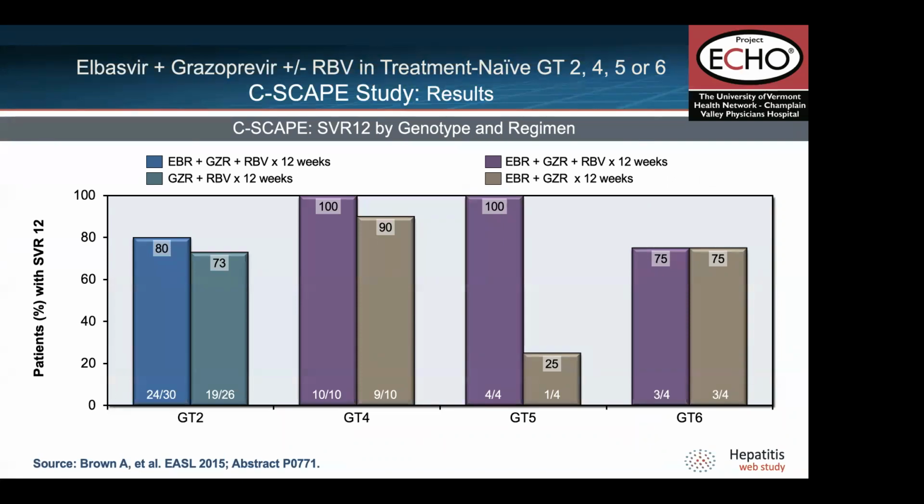So, lo and behold, it doesn't work well against genotype 2, and it doesn't work well against genotype 6. Genotype 5, I think it was questionable, but again, the numbers were really small. And I think that's part of the problem when you get into these unusual genotypes, it's really hard to get enough patients in a trial to really know what you've got. But it's clear here that genotypes 2 and 6 aren't so good.